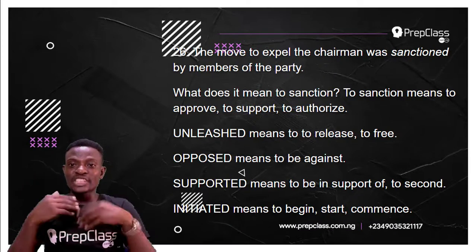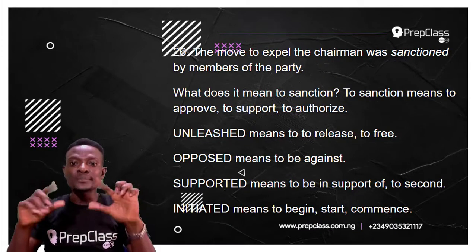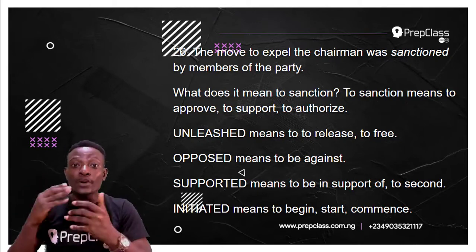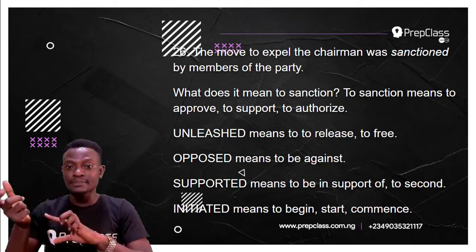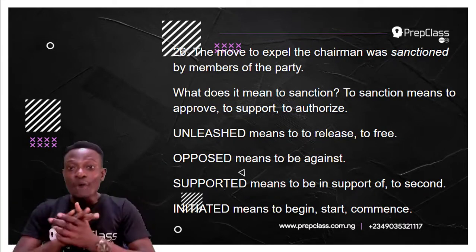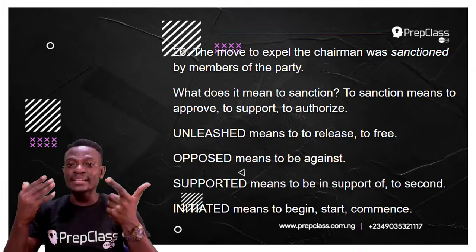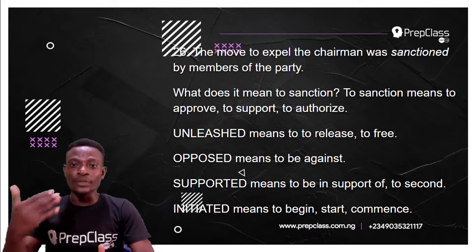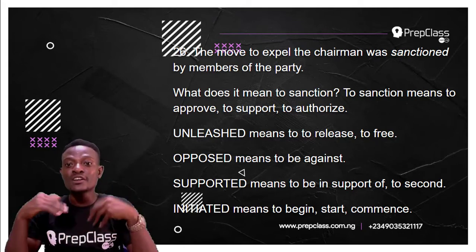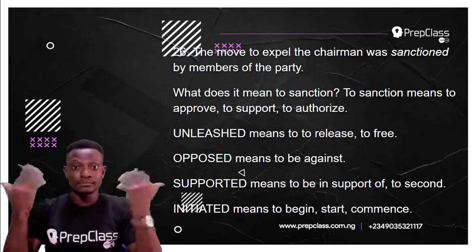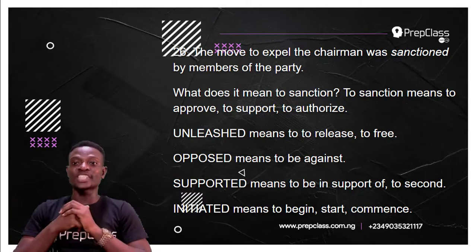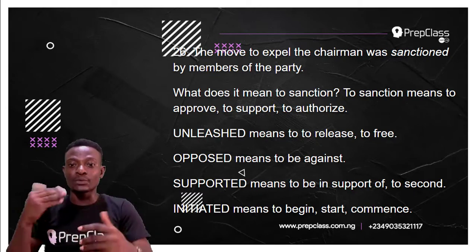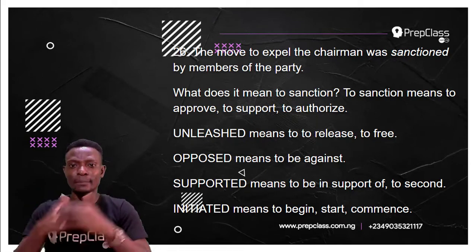The move to expel the chairman was opposed. Opposed means to be against. The move to expel the chairman was opposed by members of the party. The move to expel the chairman was supported. Supported means to be in support of or to second. So the move to expel the chairman was supported by members of the party. The move to expel the chairman was initiated, was started, was commenced by members of the party.